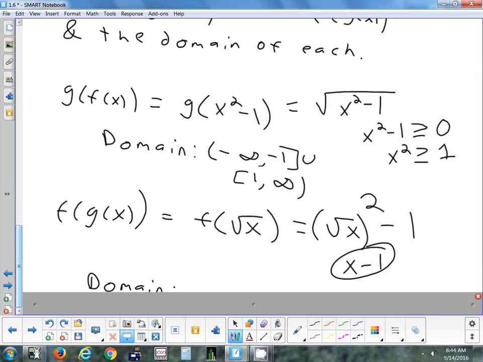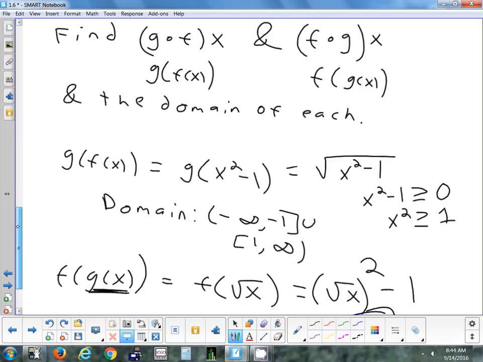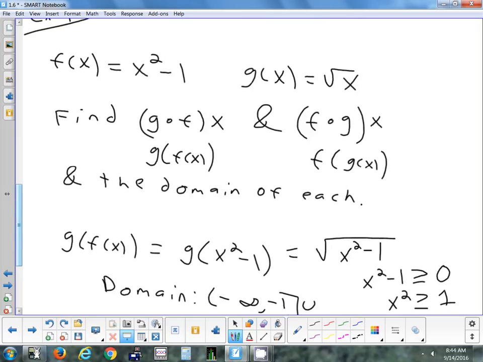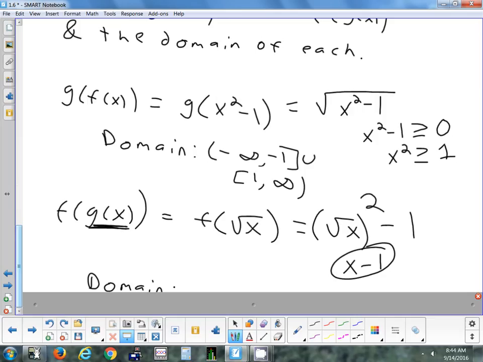Okay, now to find my domain, start with the inside function. Are there any restrictions on g of x in this problem? How about that, Andrew? Any restrictions on g of x? Can't be negative. Okay, I agree. Can't be negative. So can you tell me what numbers would I be allowed to use? 0 to infinity. Yes, 0 to infinity, including 0? Yeah. All right, so let's just keep that in mind.